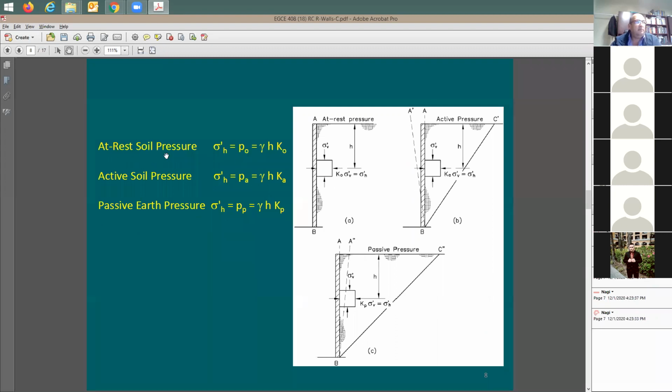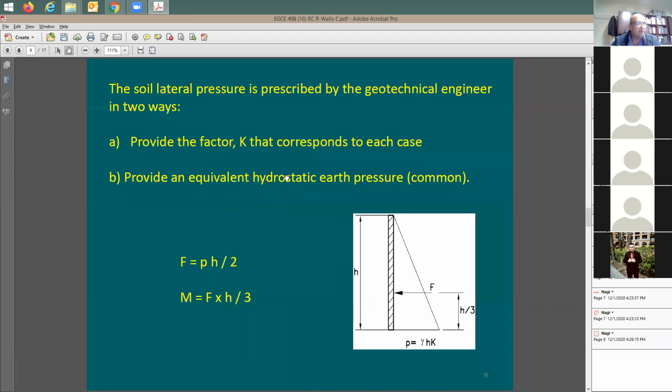So we are trying here to find out the equation for the at-rest soil pressure and the active soil pressure, and we say it's going to be equal to gamma times H. And if you recall, gamma times H is going to be the vertical pressure. Like what we discussed here, it is going to be sigma V prime multiplied by some coefficient, this K factor.